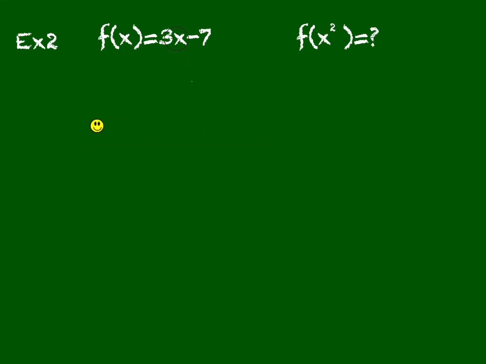We are looking for f of x squared and the question gives us f of x. I will use the same method to solve this question as well. We should just replace the x with x squared to find out f of x squared. That much is easy.